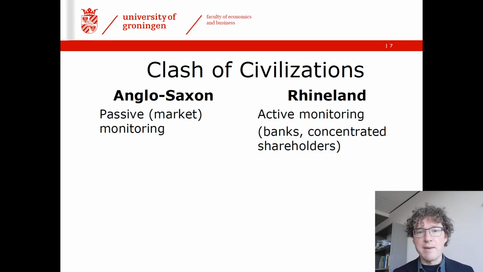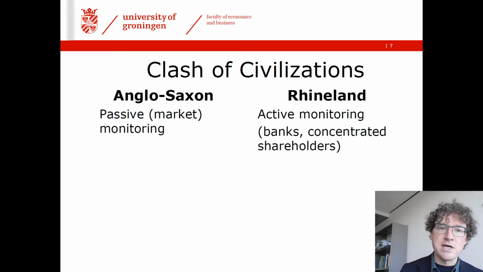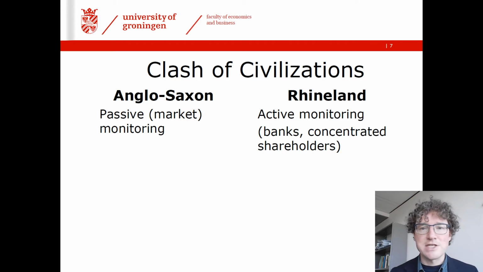This picture of passive versus active monitoring is closely related, though not quite the same as what some call the clash of civilizations, or perhaps in more subdued terms, the Anglo-Saxon versus the Rhineland models. So the Anglo-Saxon model is the model predominant perhaps in the US and also in the UK, and to some extent also in the Netherlands, which relies to a large extent on passive monitoring or market monitoring.